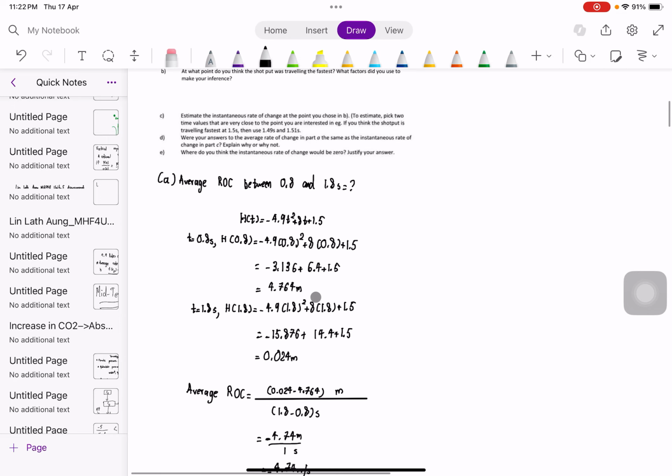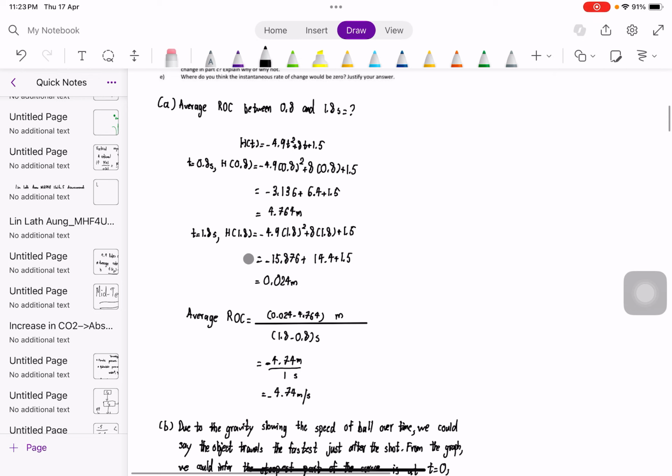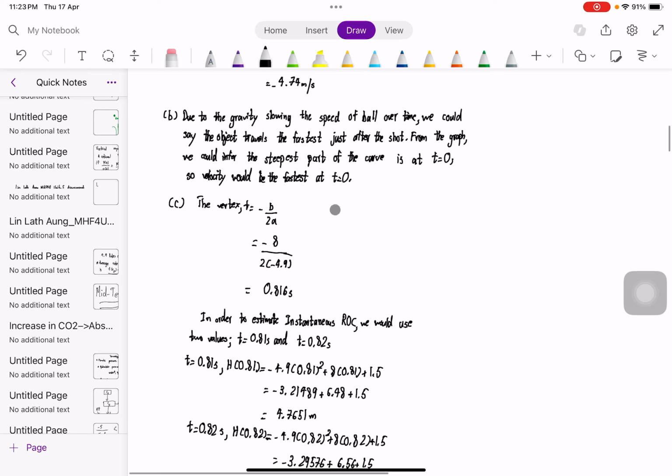Moving on to number 2, we have the average ROC, of course. We first have to find the value of height at 0.8 seconds, which by substituting the value we get 4.764 meters, and at 1.8 seconds we get the value of 0.204 meters. The average rate of change has to be found by subtracting these two values and dividing. We get the derivative here as minus 4.74 meters per second.